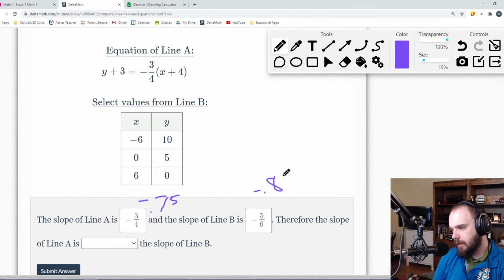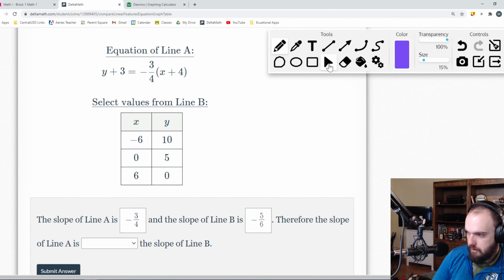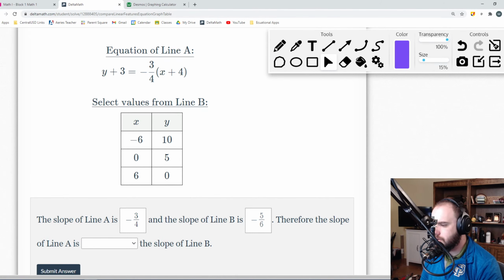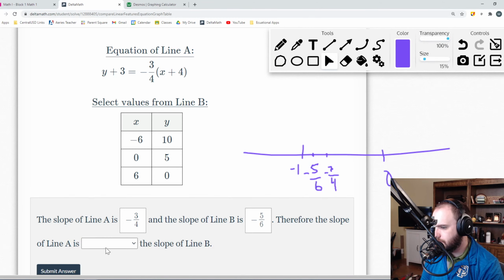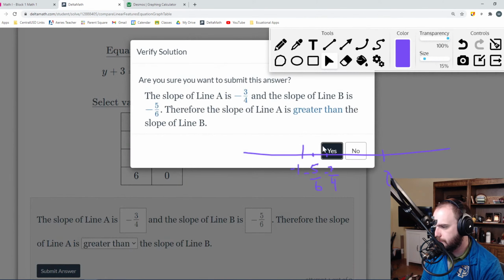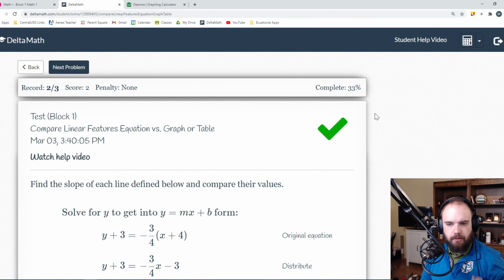Negative 0.83, right? So clearly, just by using that, our slope for line B is going to be smaller than the slope for line A. Remember, we're talking about on a number line. We're looking at negative 5/6 right here. This was -1. We have 0 here. So -3/4 would be like right here. So A is going to be greater than B. Okay. All right. So remember, you had to do 3 of those problems.